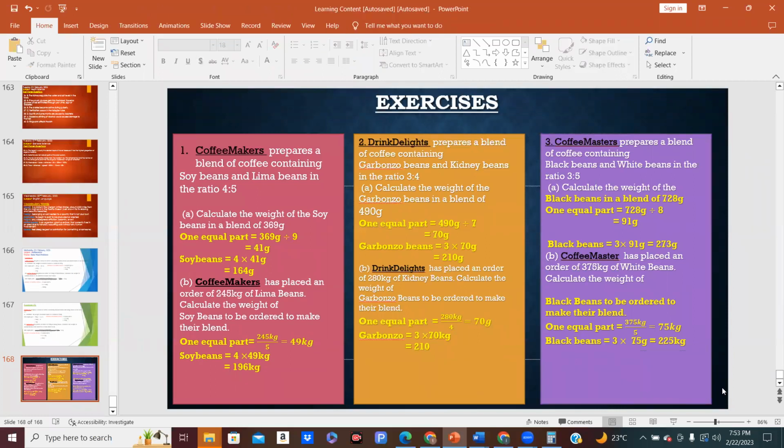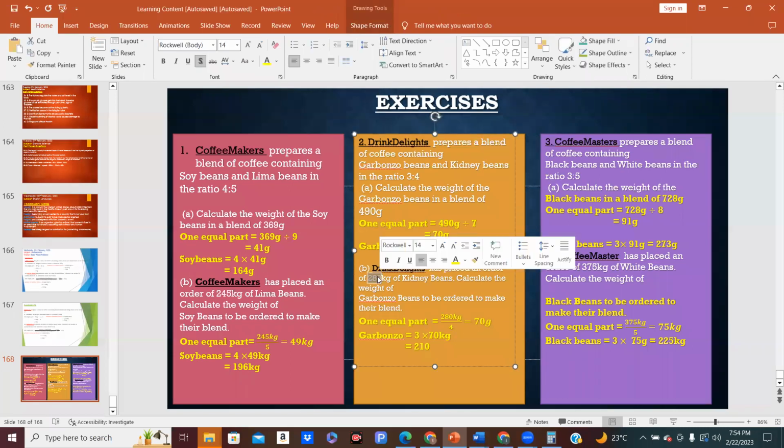Go ahead, Moisa. For number 2B, isn't it supposed to be 280 divided by 4? Yeah, it is 280 divided by 4. Never mind. Where did I get 280 from? We got 280 from this. Oh, my bad. I did not see that. I thought she said 280.